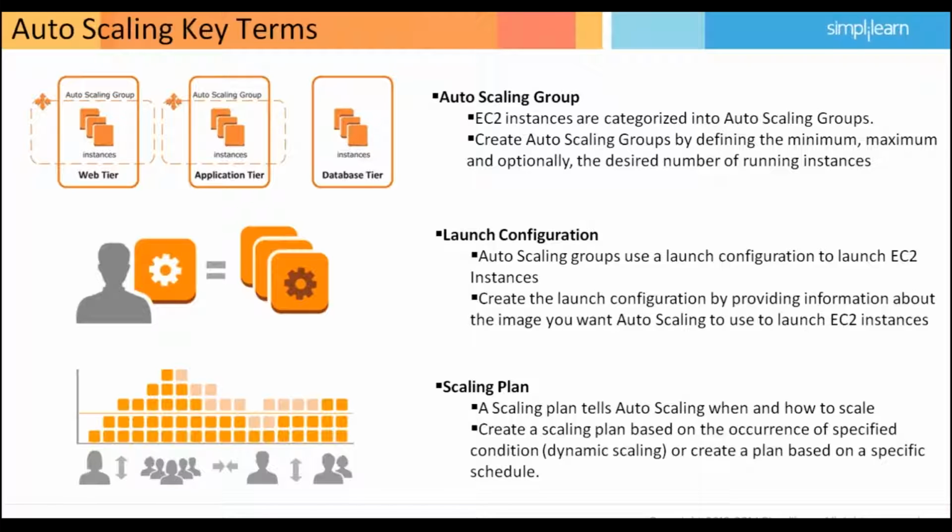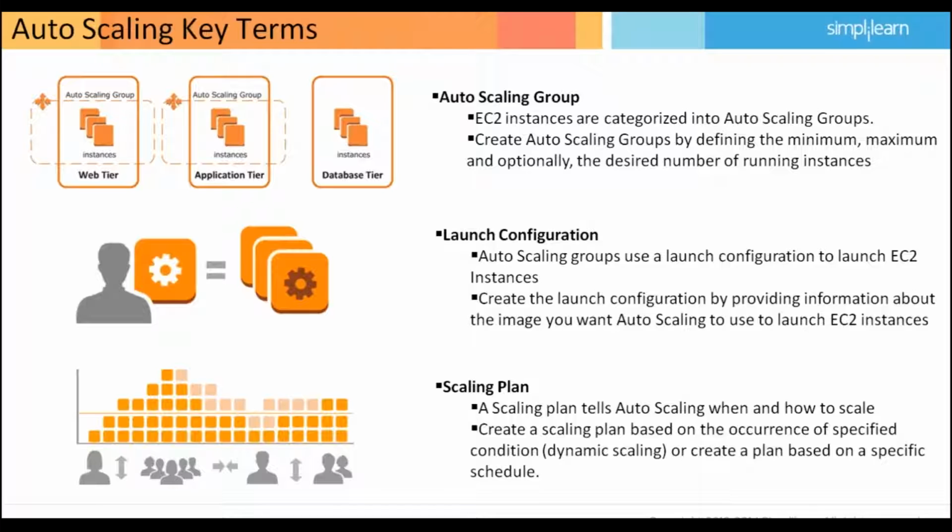So an auto-scaling group is a group of EC2 instances. They're categorized based on similarity, right? So you create an auto-scaling group by defining the minimum, maximum, and optionally the desired number of running instances. So this is what you would define the group would be.